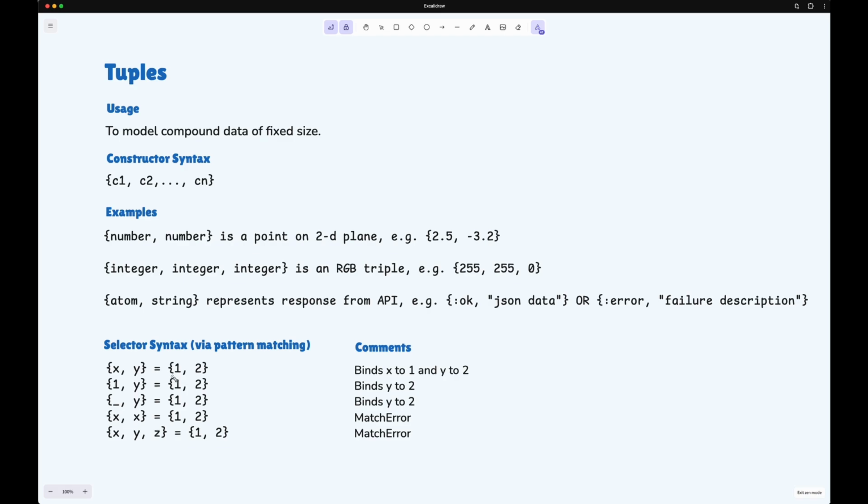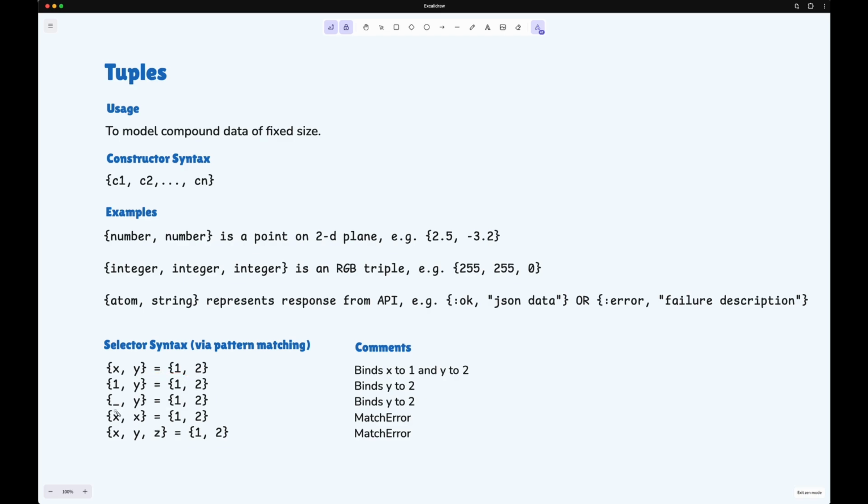So here's a match because the right hand side is a value of a 2-component tuple, and the left hand side is also a 2-component tuple. So x will be bound to 1 and y will be bound to 2. In the next example, the right hand side is the same, but the left hand side is 1, y. This will match any 2-component tuple where the first value is equal to 1. Here the first value is indeed 1, so y will be bound to 2.